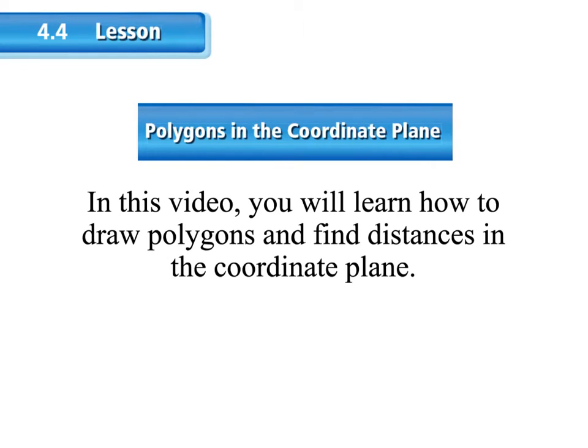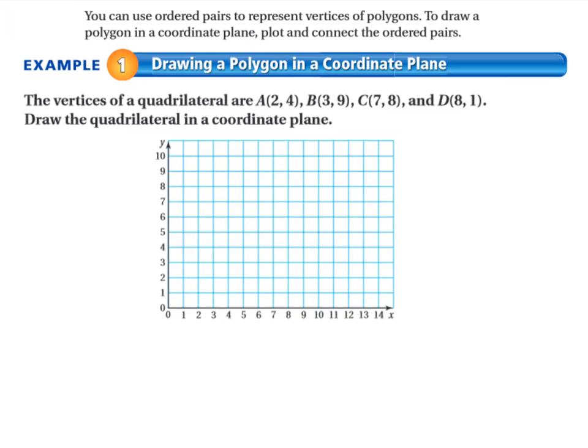This is lesson 4.4, polygons in the coordinate plane. In this video, you will learn how to draw polygons and find distances in the coordinate plane. You can use ordered pairs to represent vertices of polygons. To draw a polygon in a coordinate plane, plot and connect the ordered pairs.